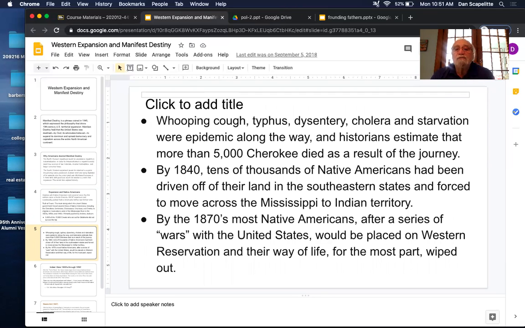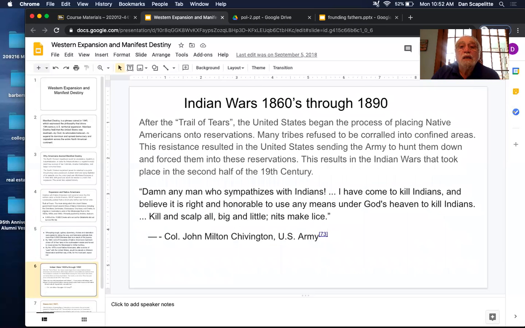By 1840, tens of thousands of Native Americans had been driven off their land in the southeastern states and forced to move across the Mississippi into what was called the Indian Territory. This is going to lead, after the Civil War, to the great wars with the Native Americans out west. Okay, we're not going to talk about that, but here's a good example of how they viewed Native Americans.